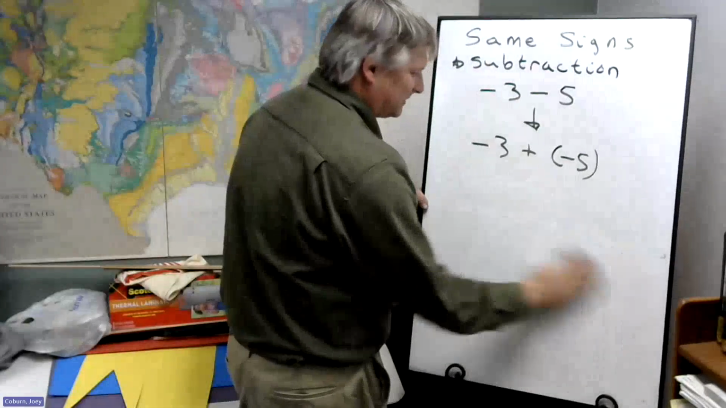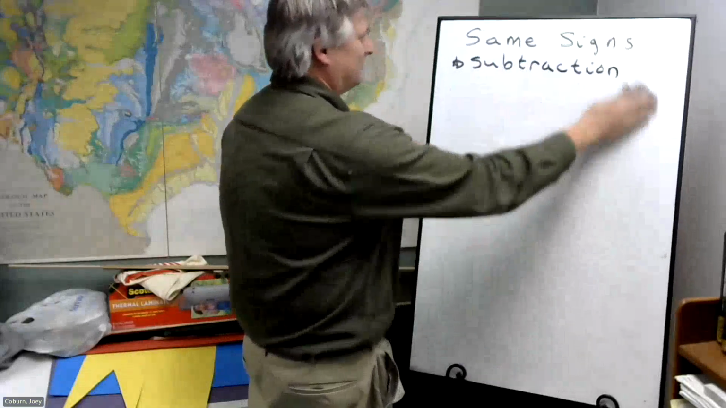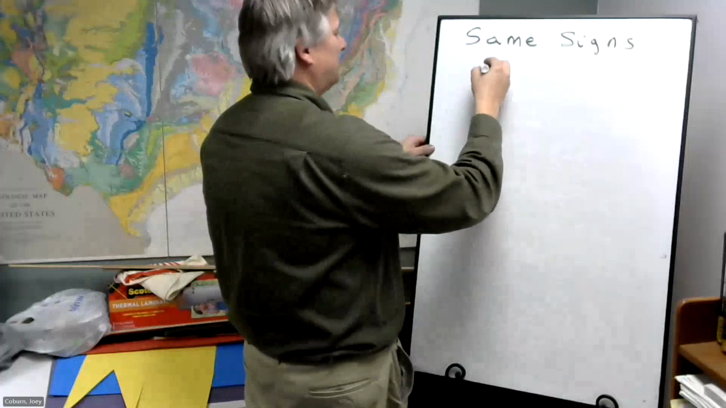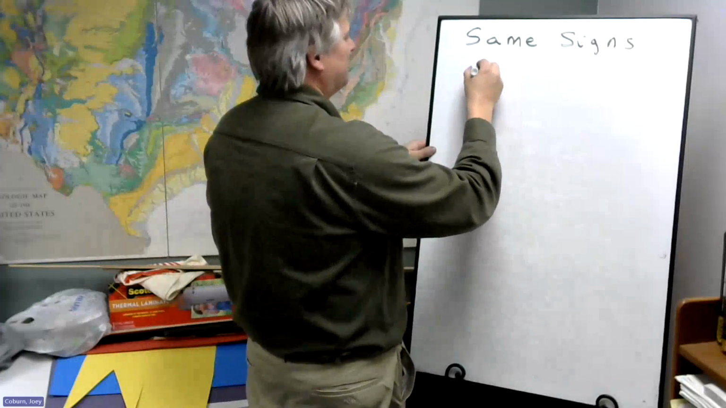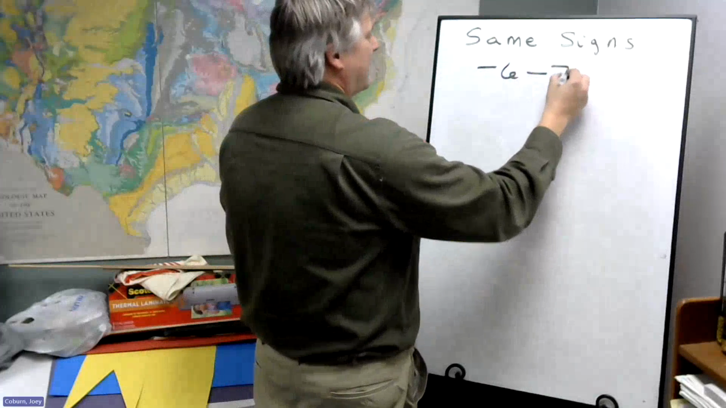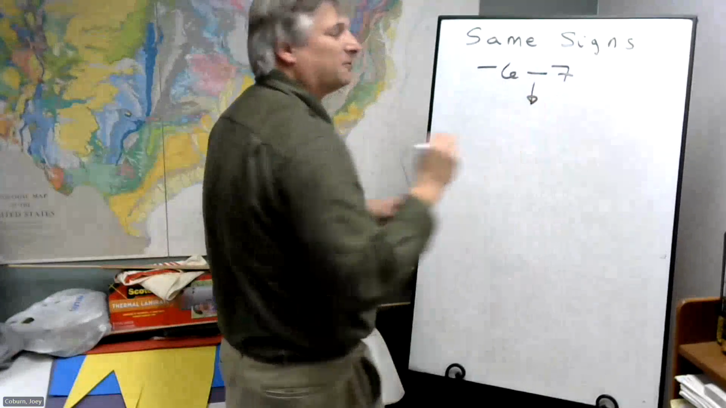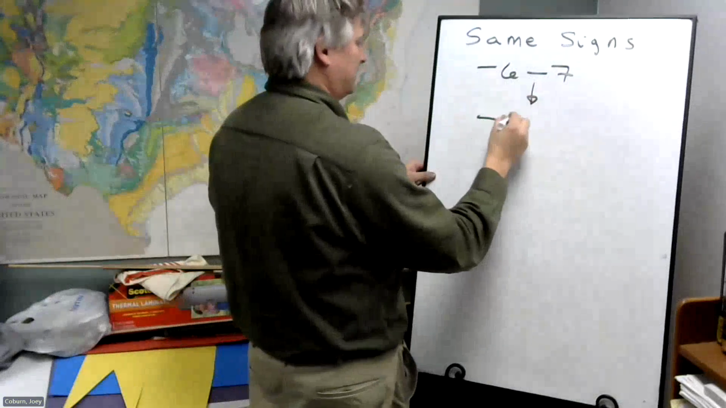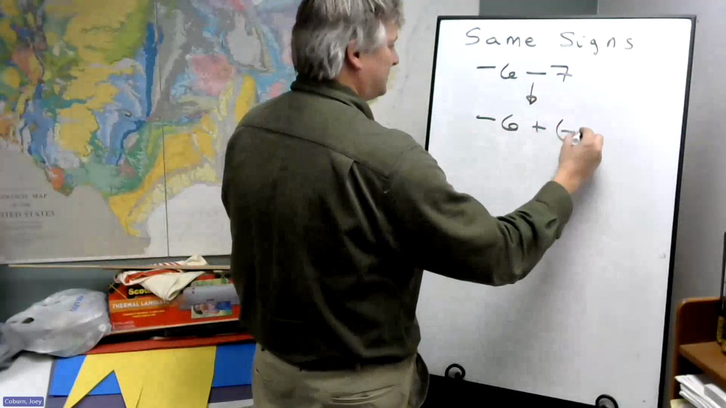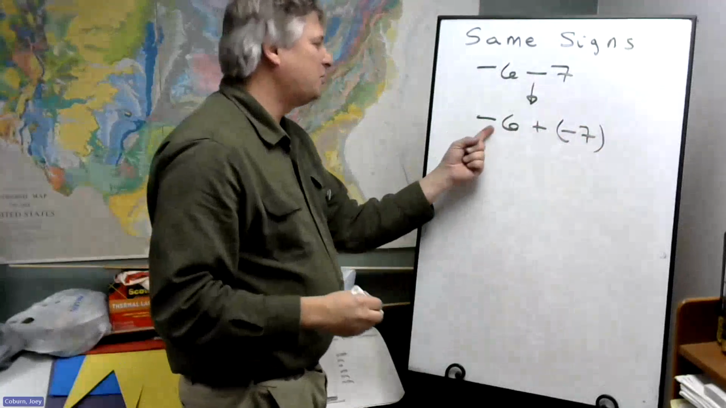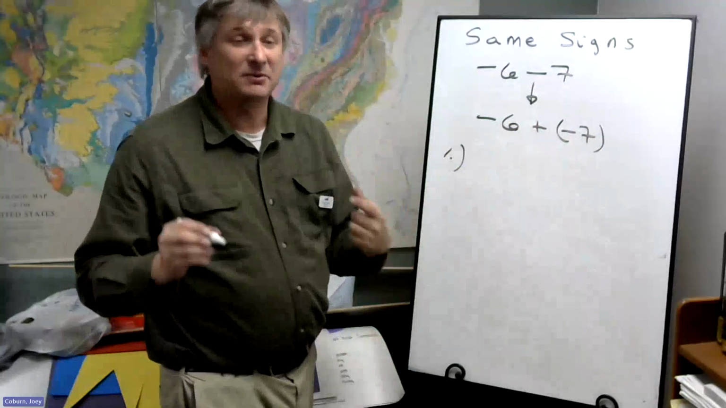So here, I'll do another example. Let's say we have -6 subtract 7. When we have a subtraction, convert it to addition: -6 plus -7. And now we have two numbers that we're adding of the same sign.